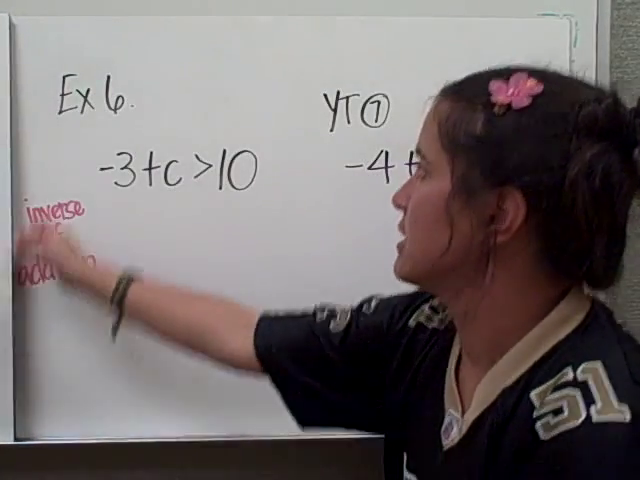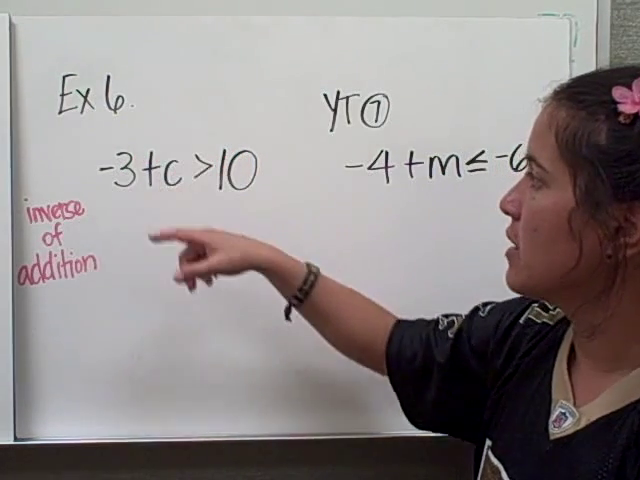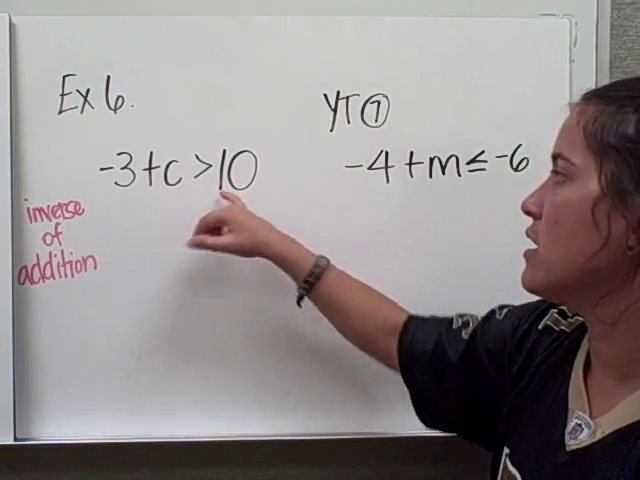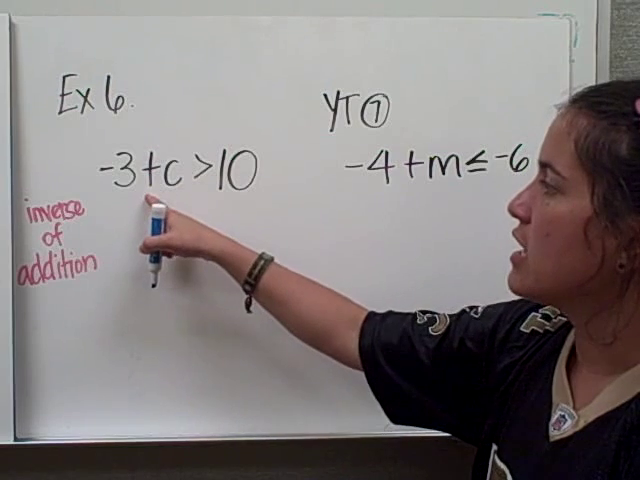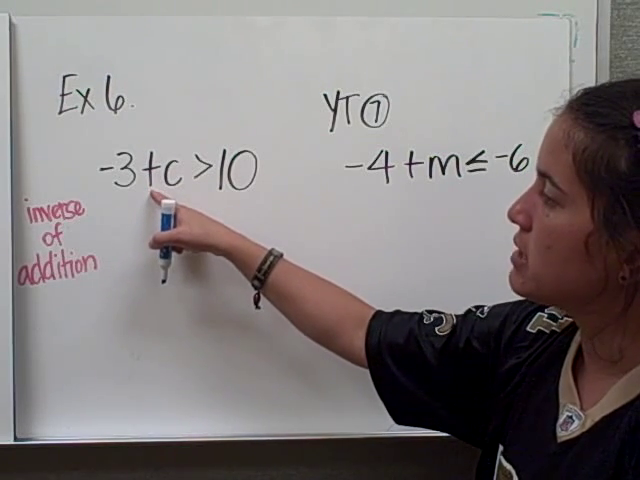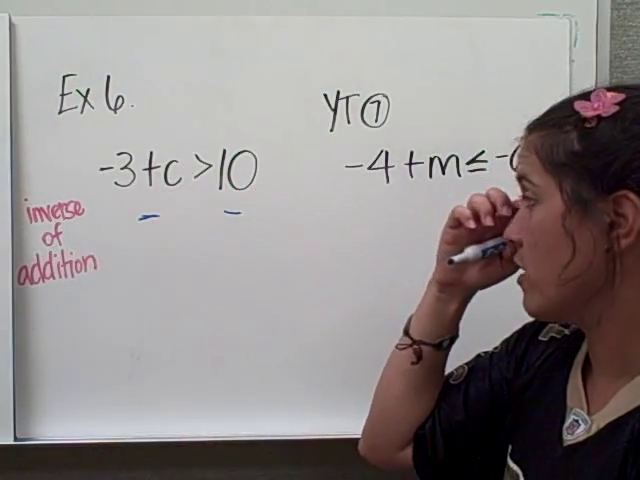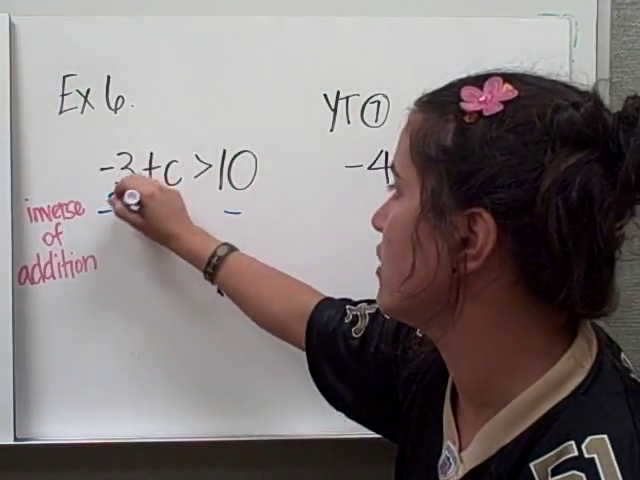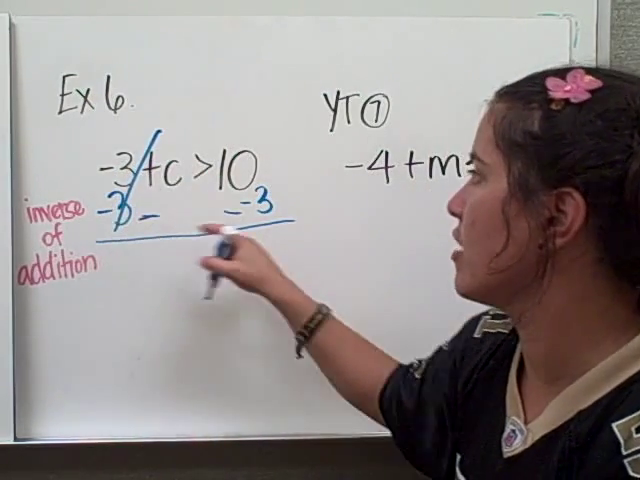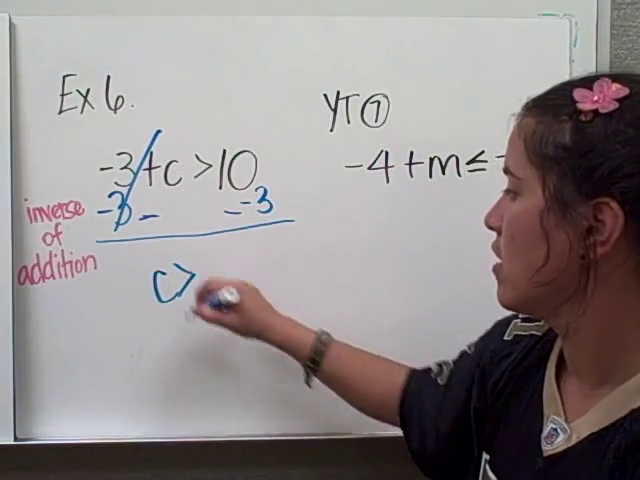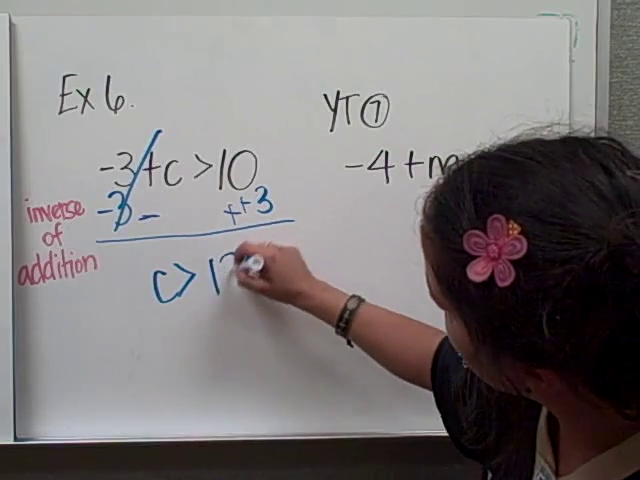So example 6. I think I skipped number 5. Did I skip number 5? Example 6. Negative 3 plus c is greater than 10. I wanted to show you what happens when you have a negative mixed in. The problem has an addition, so we need to use subtraction as our inverse, and we're going to take away negative 3 from both sides. So it looks weird. We're minusing a negative 3. To minus a negative 3, you're going to touch twice, and then you get 13.